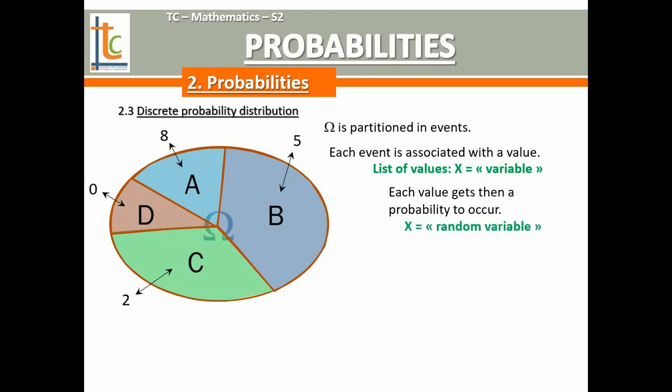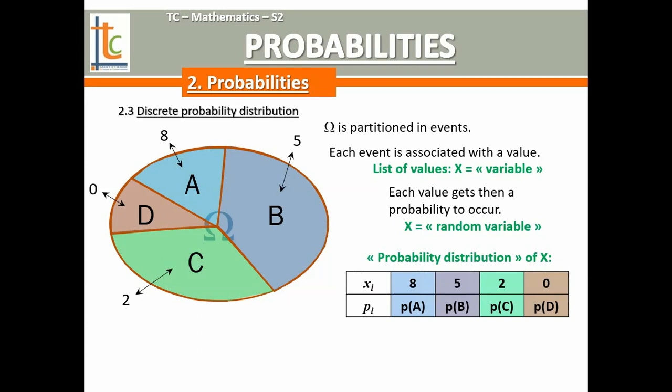8, 5, 2, 0 is a random variable. Okay. Next, you can establish a table and fill this table with the values of x, 8, 5, 2, 0, and below the values of the probability of each value. And then, by doing that, you obtain what is called the probability distribution of x. This is just this simple table.